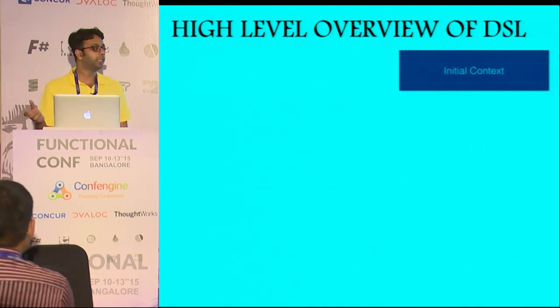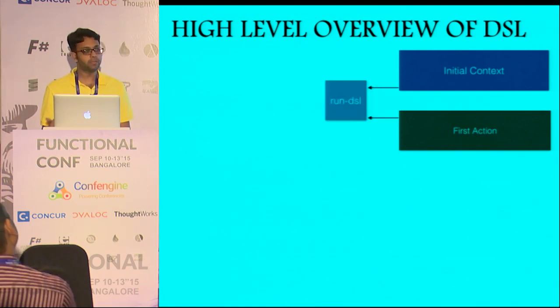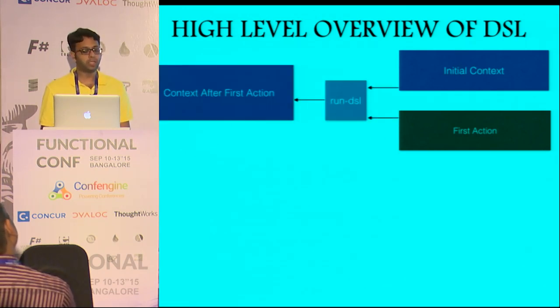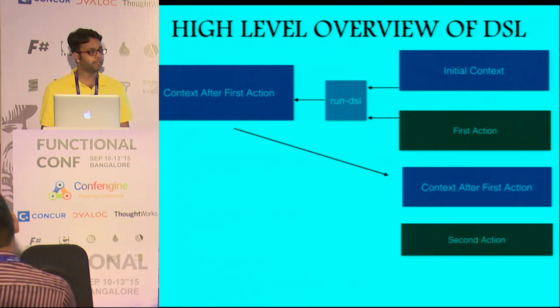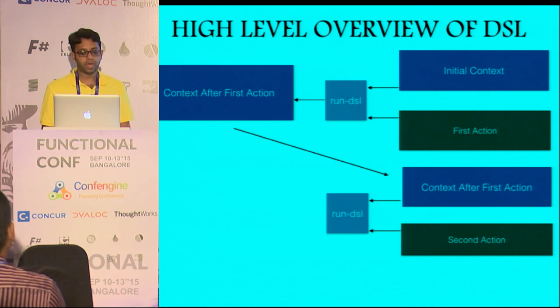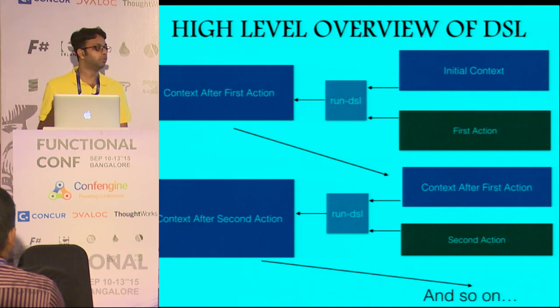So let's just have a high level overview of the DSL. We'll start with an initial context. We'll take the first action. We'll pass it to the run DSL. Then you will get an updated context with the updated environment, updated log, and updated simulated state. Then you'll pass it again back to run DSL with the second action. You will get another updated context after the second action, and so on and so forth till you are exhausted with all the actions.